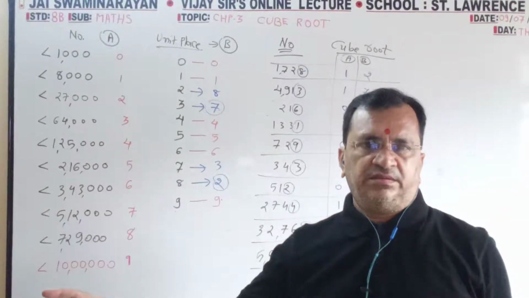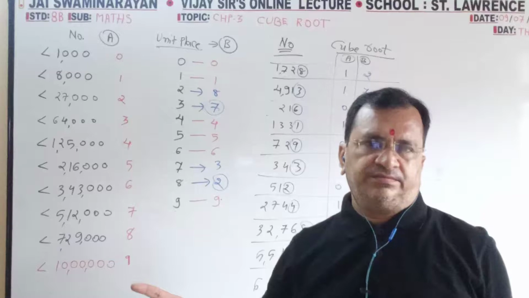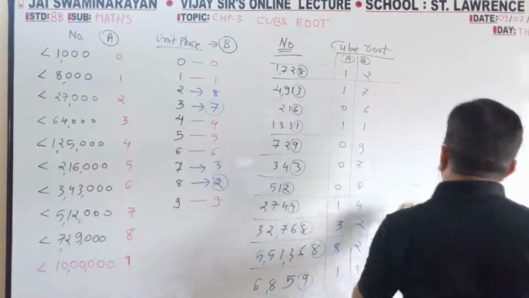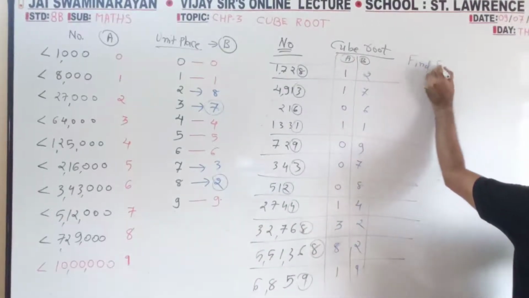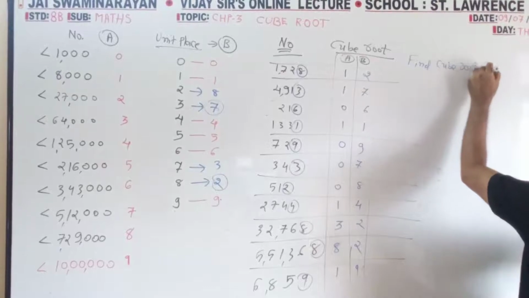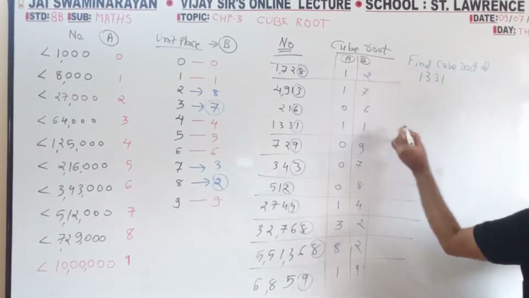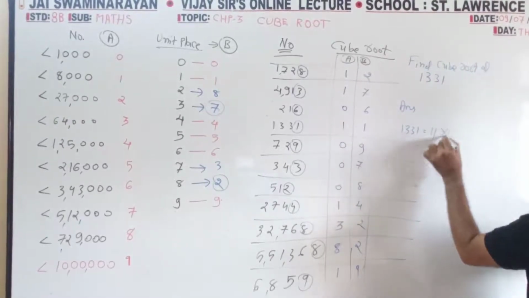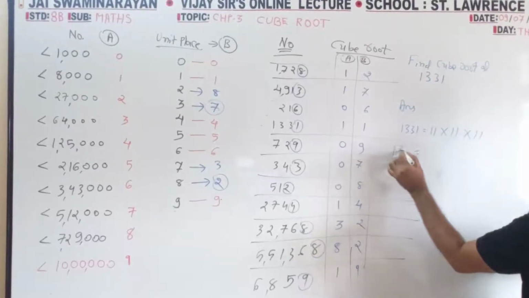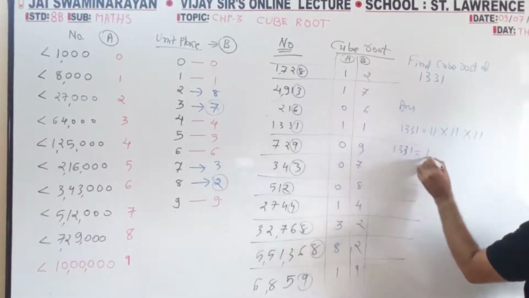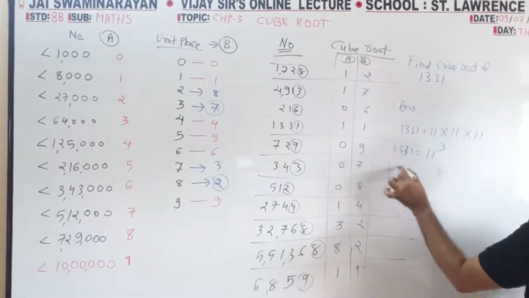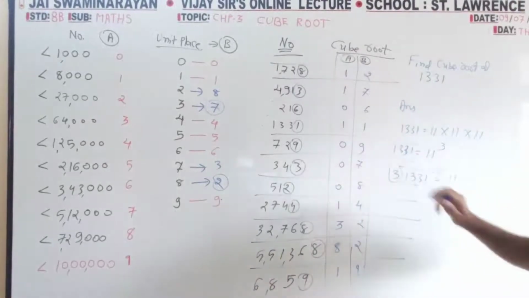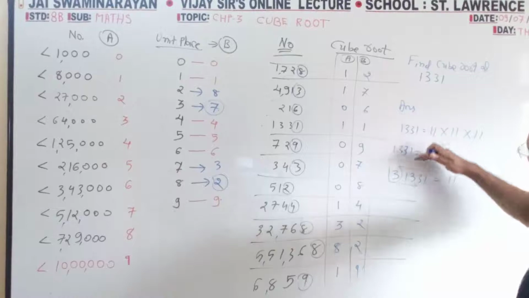Now how to write? In exam they will ask, for example, this: find the cube root of 1331. We know it is 11. So 11 into 11 into 11. You will write it 3 times because you got this answer from my method. So it is 11 cube. So the cube root of 1331 is 11. This goes under this. So 1, 2, 3, 4 steps.